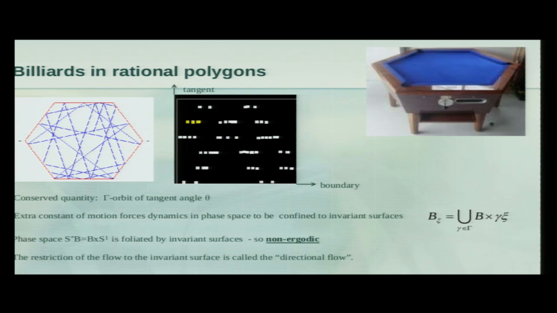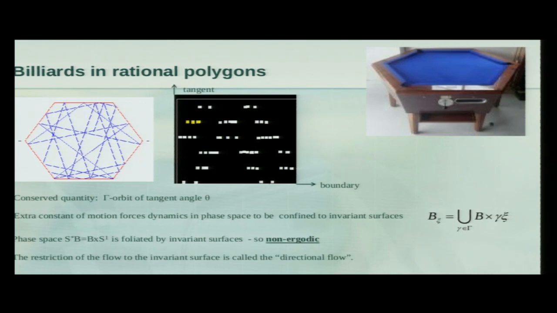There's a formula to compute them, depending on the angles. For an L-shaped billiard, the genus is 2. I forget what it is for the hexagon. Can anyone of the experts remember? I can show you a slide. Anyway, it's easy to compute the genus. It's called a pseudo-integrable system.